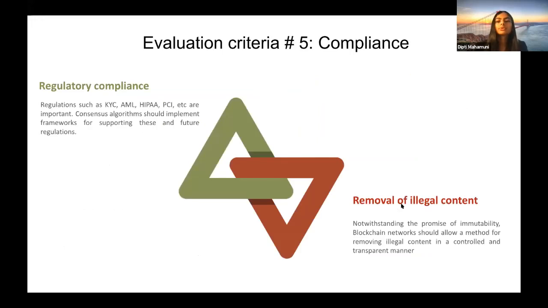My final evaluation criteria is compliance. So the first generation of consensus protocols was used as a way to get around government regulation and compliance issues using pseudonymity and confidentiality. But today, as governments around the world are starting to look into using blockchain and implementing their own regulations, it's important that the next generation of consensus algorithms look at these compliance-related features of the blockchain.